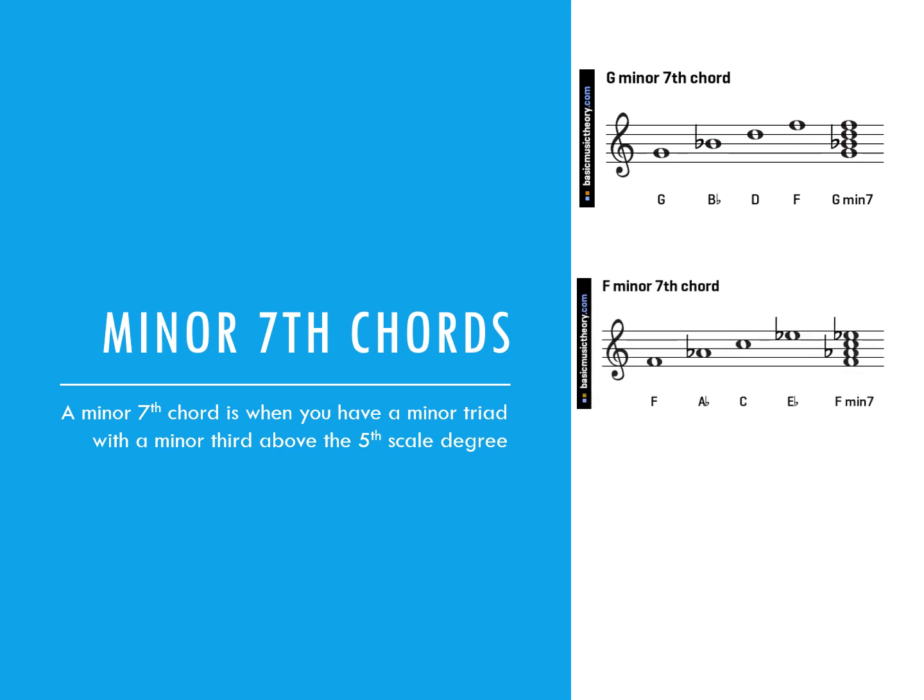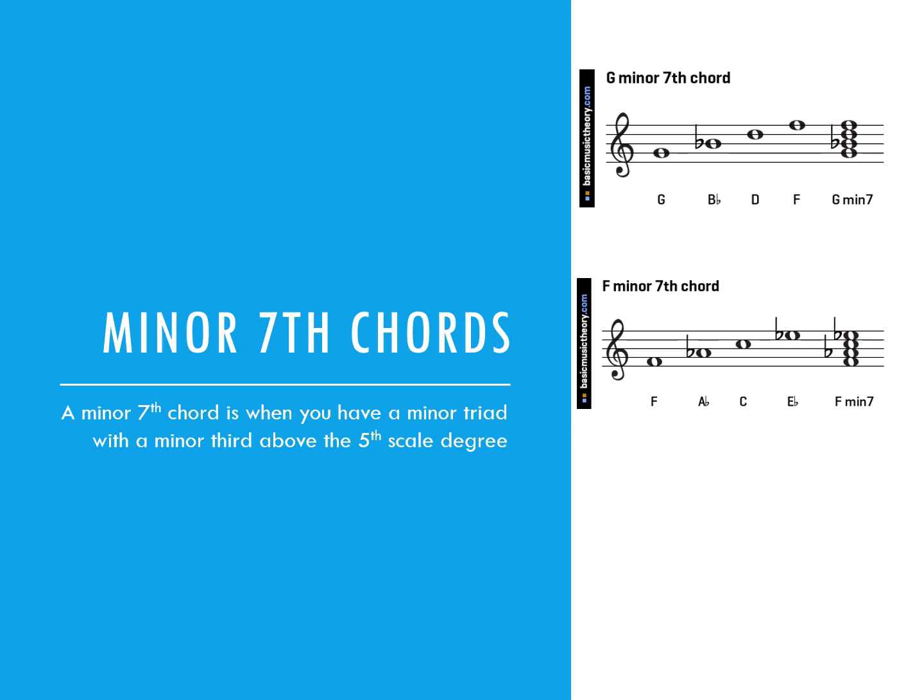Another example would be F. To make an F minor triad, you have the notes F, A flat, and C. Then, to make a minor third above the fifth, which is C, you would need an E flat. Then, to make the F minor seventh chord, the notes you'll need are an F, A flat, C, and E flat.